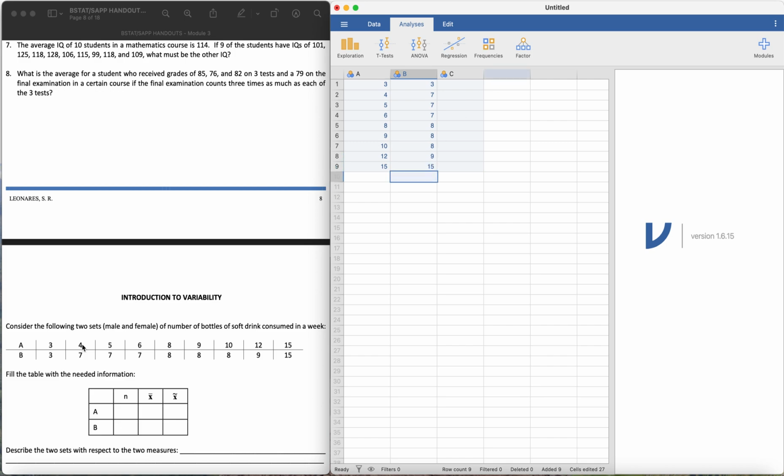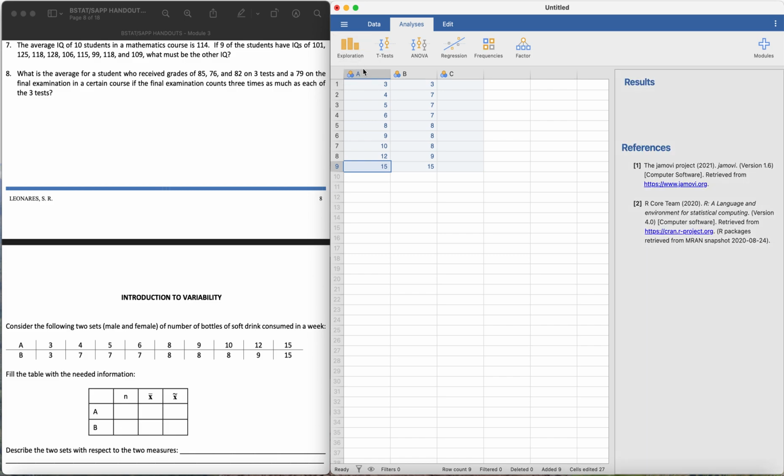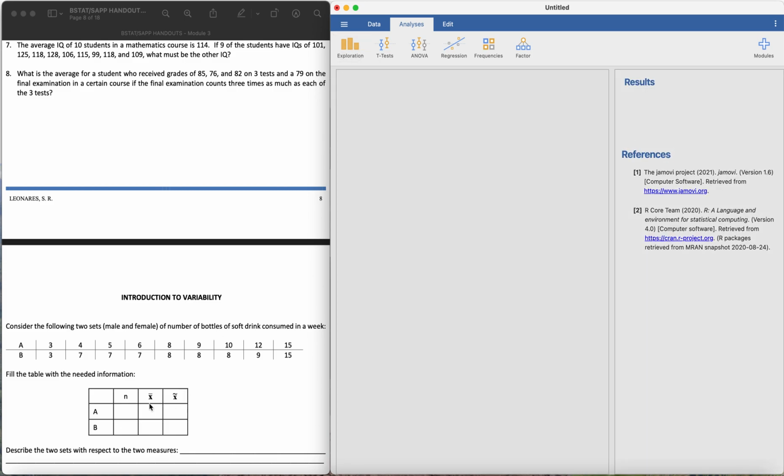Okay, so our task here is to fill in the table that we need to get the value of n, though it's obvious here, but let's try to do that. And then we need the value of x bar and x tilde. Again, remember x bar is the mean, x tilde is the median. So let's go here in the analysis tab. Let's click on exploration and click on descriptives for us to know the mean and median, including the n.